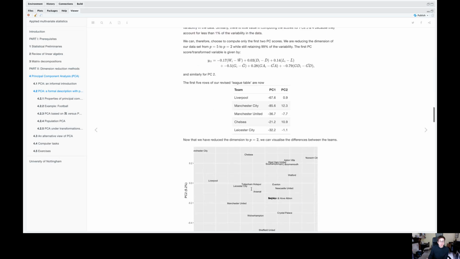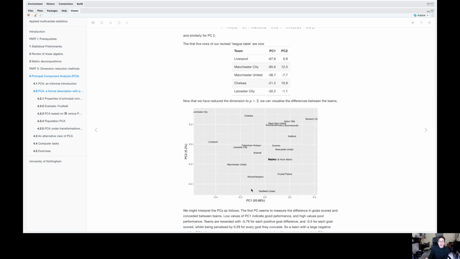If we plot the teams by their principal component scores, we've got PC1 on the x-axis, which explains 94% of the variance, and PC2 on the y-axis, which explains 5%. You can see we get a spread of the teams. Liverpool and Manchester City have the most extreme PC1 scores, but Manchester City were clearly in more high-scoring games, so they have a higher PC2 score.